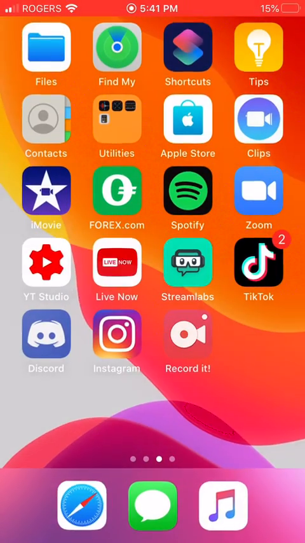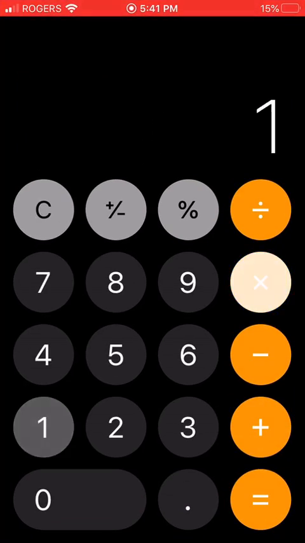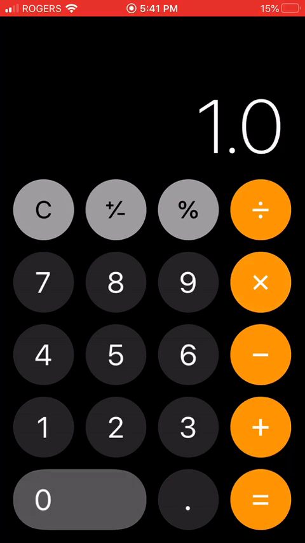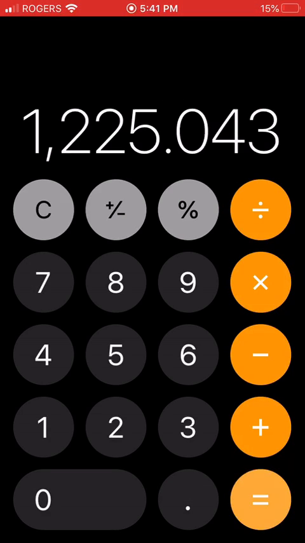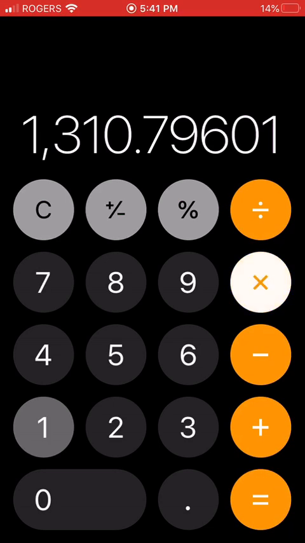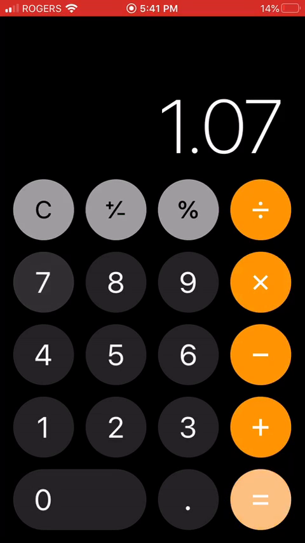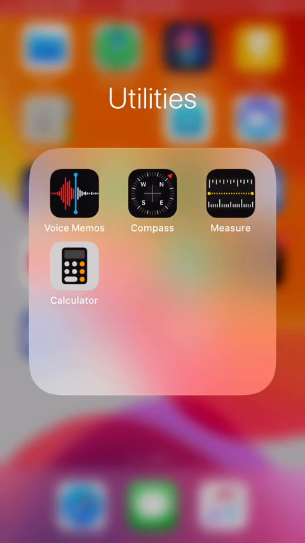So now let's do the calculations here. $1,000 times 1.07, so that would be your first day of trading. Your next day of trading is that. Next day of trading after that is that. Next day trading is that. It sounds small, but it's the longevity factor.